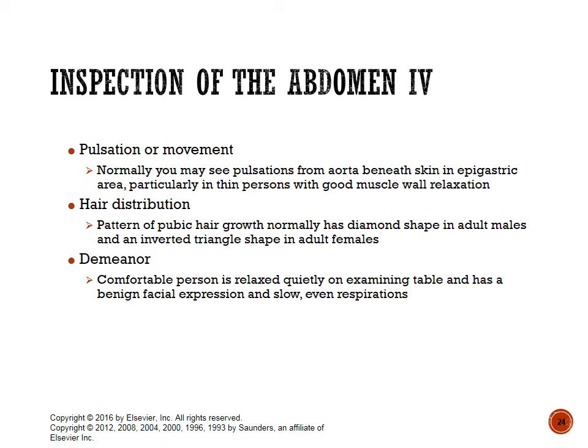Also, when we're inspecting the abdomen, we need to look for any type of pulsations. Normally, we may see some pulsations from the aorta, but it shouldn't be extensive. If our patient is thin and their muscles are nice and relaxed, that's when we might see that. We also want to look at hair distribution in the males and females, and then demeanor. Are they relaxed? Are they comfortable? Or are we seeing some signs of pain?